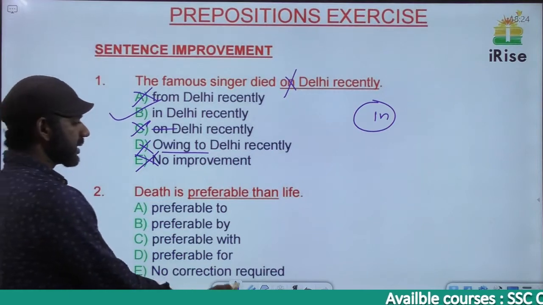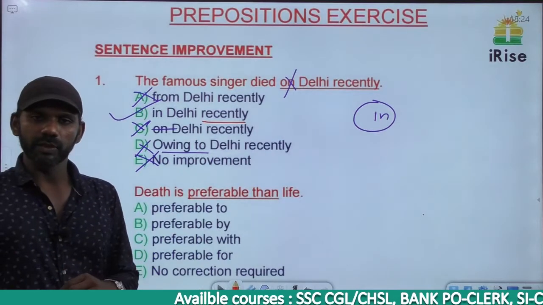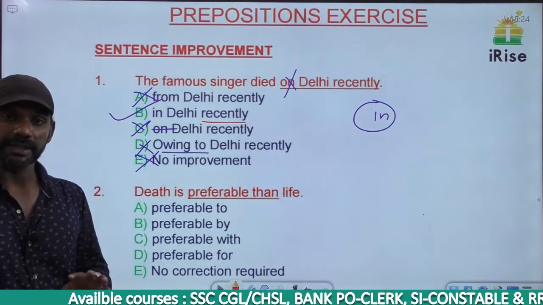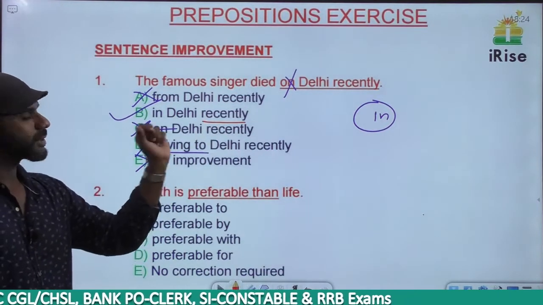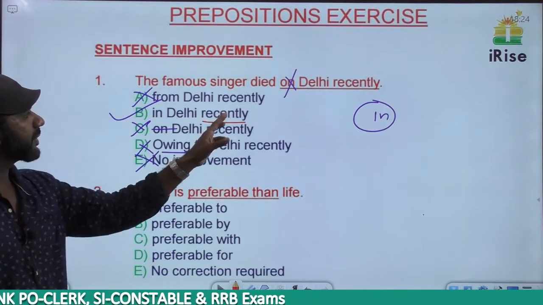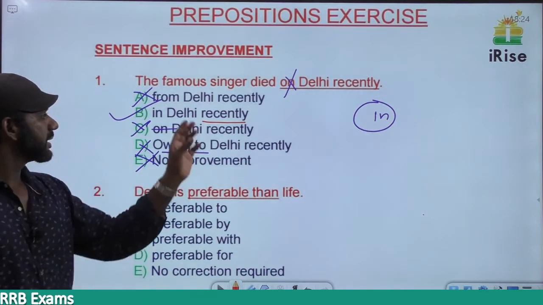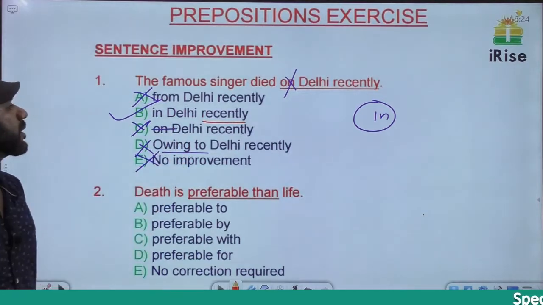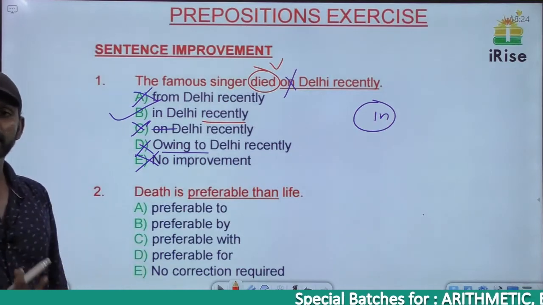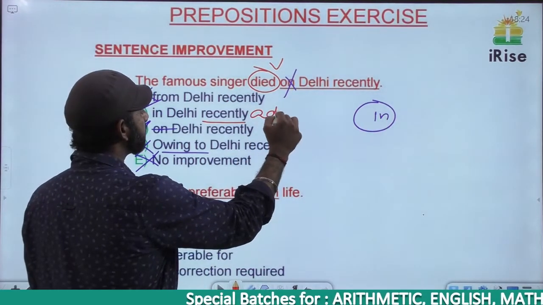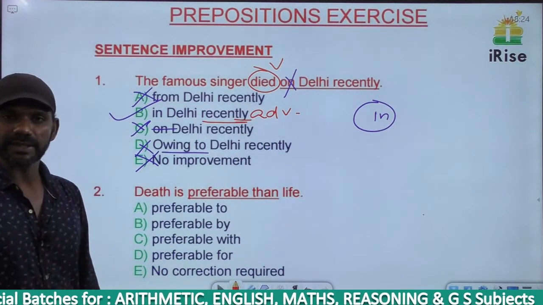Now, recently is what part of speech here? Died is a verb. Recently is what part of speech? Understand the meaning. The famous dancer died in Delhi recently. According to the sentence, the word recently is describing Delhi or died? It means the word recently is not describing Delhi. The word recently is describing the word died. Died is a verb. Any word that describes a verb is called an adverb. So recently becomes an adverb, and it's an ly word. So the famous dancer died in Delhi recently.